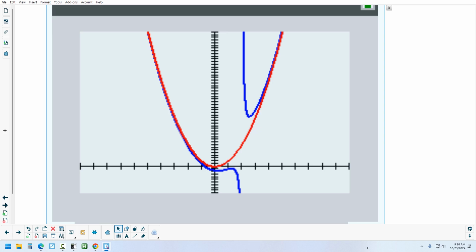Something weird happens in the middle because we have a vertical asymptote. So in the middle, it's almost like the parabola was cut, and then you took the two ends of the parabola and you bent them in opposite directions. That's what's happening with this blue one.